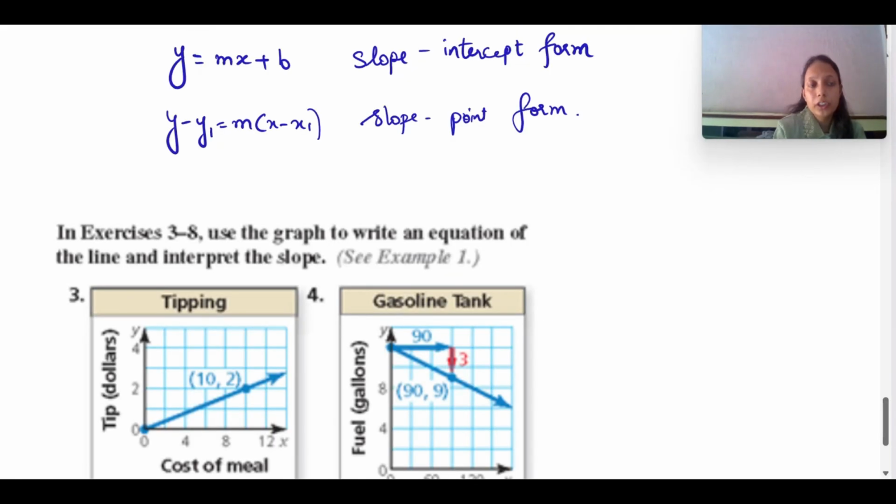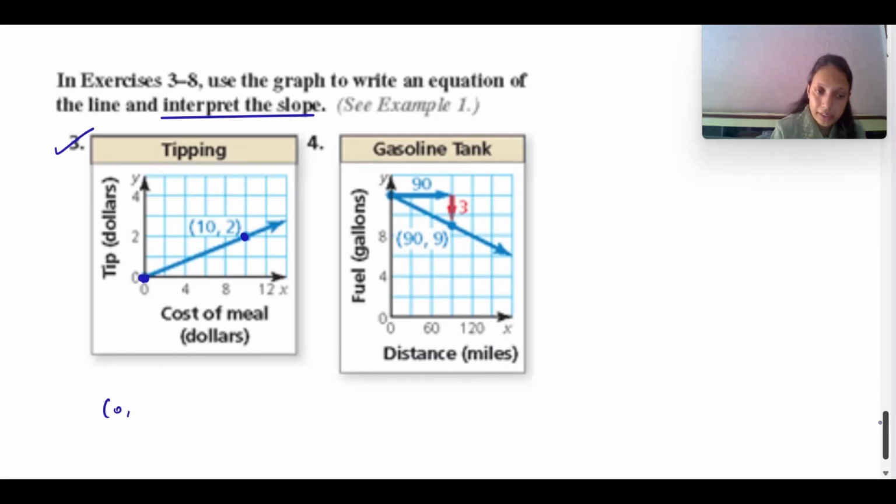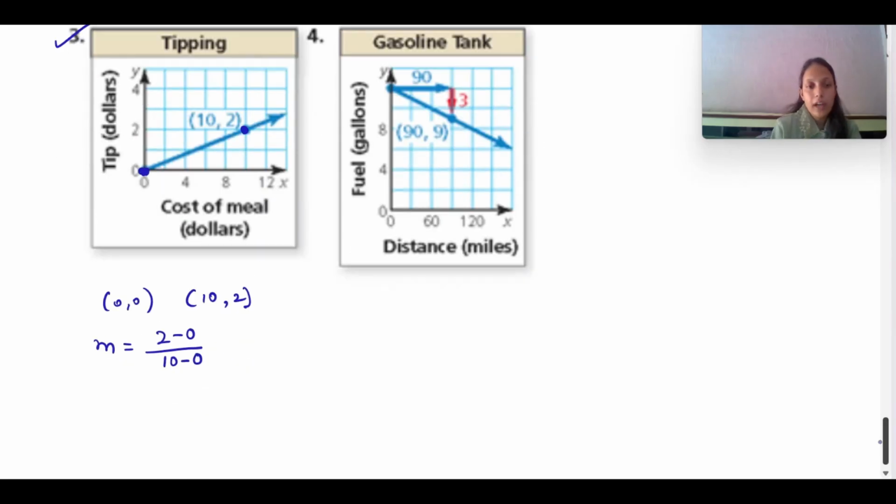So here's the exercise question. I have to write the equation of the line and write what the slope is. Interpret the slope. Looking at question number 3, there are 2 points, (10, 2) and (0, 0). I want the slope from the 2 points: difference of y values over difference of x values. So 2 minus 0 over 10 minus 0. I will get 2 over 10, which is 1 by 5. So the slope is 1 by 5.